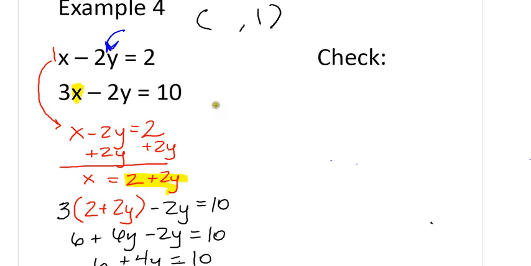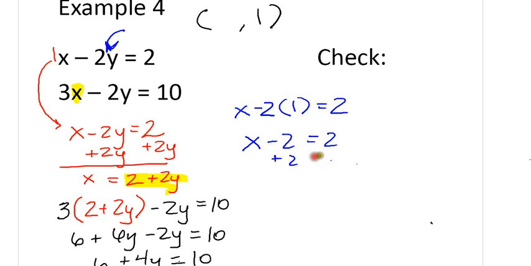So you'll see me then find that x variable by saying x minus 2, instead of y, I'm going to put in 1. So x minus 2 equals 2. Add 2 on both sides. And I think the x should be equal to 4. So here I'm thinking that these two lines intersect at the point 4, 1.